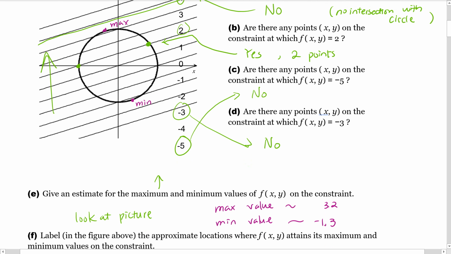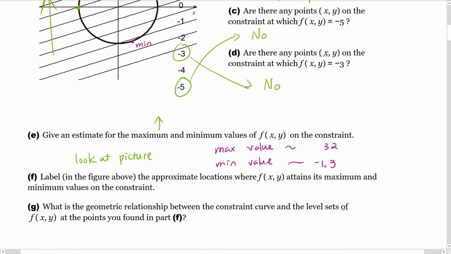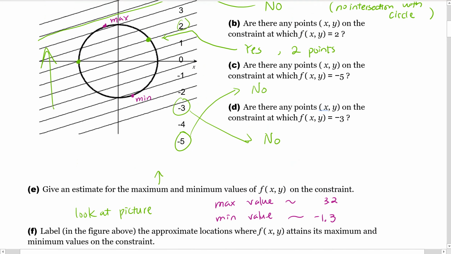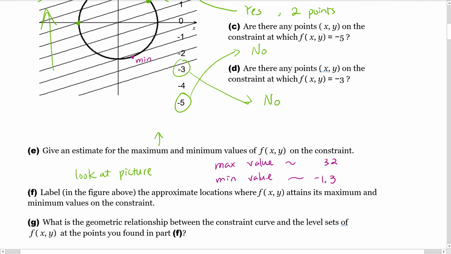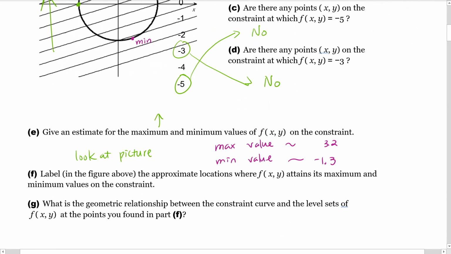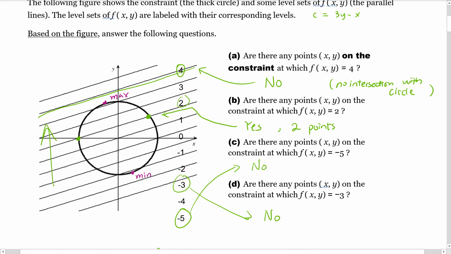Alright, let's continue. Label in the figure above the approximate location where f attains its maximum and minimum values on the constraint. So, we already labeled it, right? What is the geometric relation between the constraint curve and the level set of f at the points we found? You see the tangent line here. What can you say about the tangent line? The tangent line is parallel to the level curve, right?